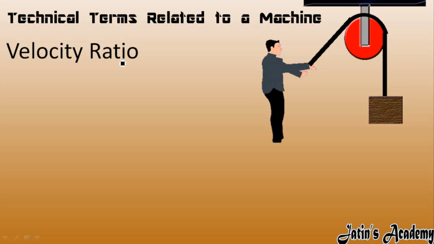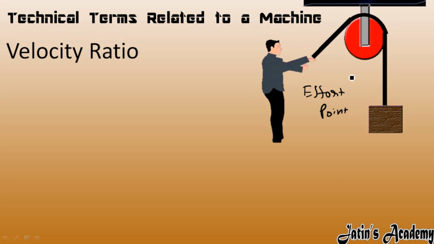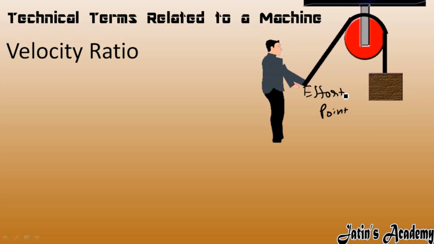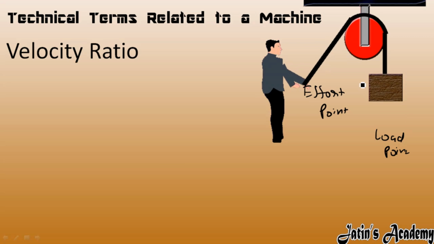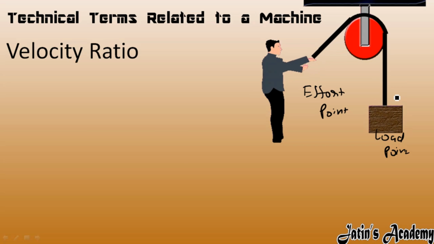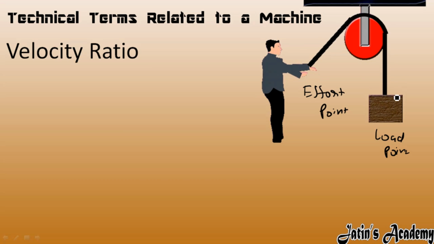Next we have the next technical term, that is velocity ratio. So what is the meaning of velocity ratio? Carefully see. When you are applying force on the machine, this is the effort point. Effort point means where you or a human being apply the force on the machine. And where the machine applies force on the load, that is called the load point. When these points are moving, they take some displacement, and they also have some velocity.